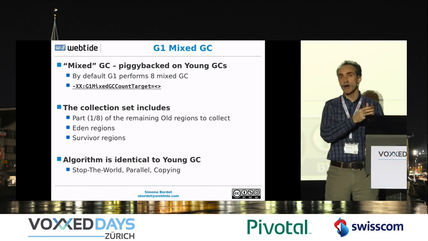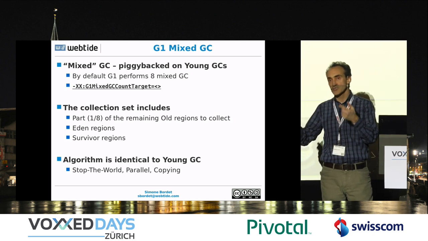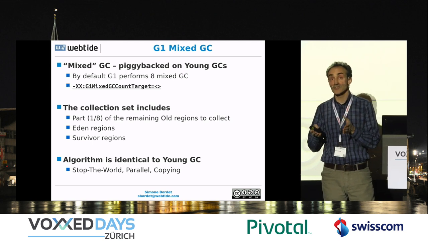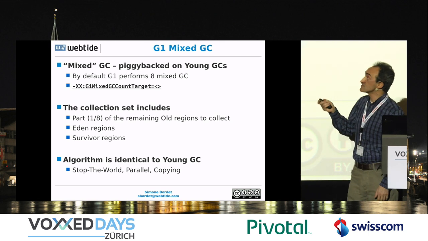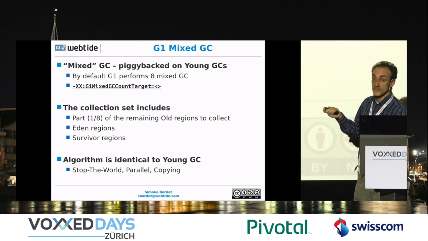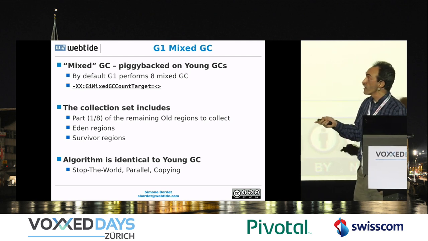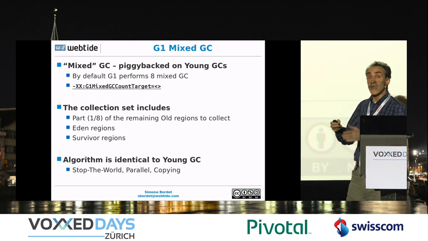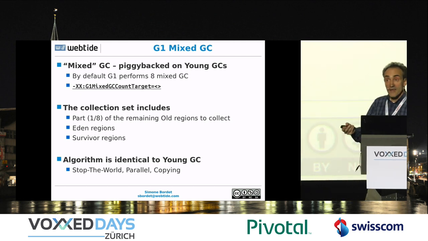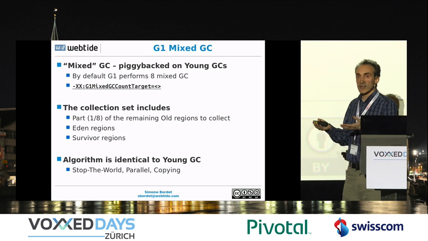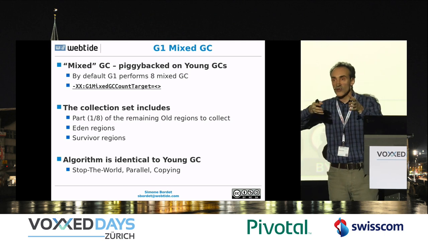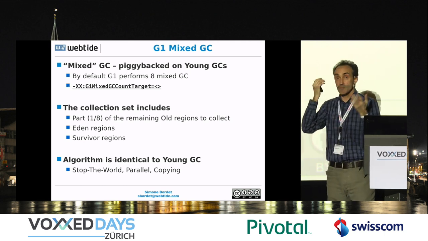So G1 says, okay, marking is finished, some time passes, the application runs and allocates a little bit more. Eventually, G1 says, okay, I need to do a young generation collection. However, there's a mixed flag turned on. So because I'm doing a young generation collection, I have to take into account not only eden and survivor regions, but also 1/8 of the old regions, because I just finished an old concurrent marking, all right? And then the algorithm is exactly identical to the young generation collection. I know which objects are alive, I navigate the object tree, and I just take the objects, copy them into other regions, and I'm done, right?